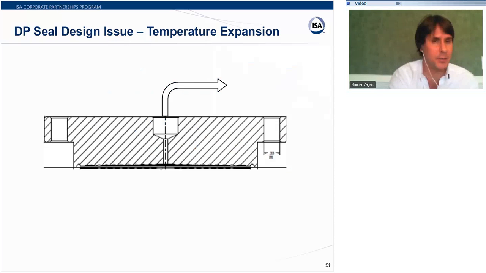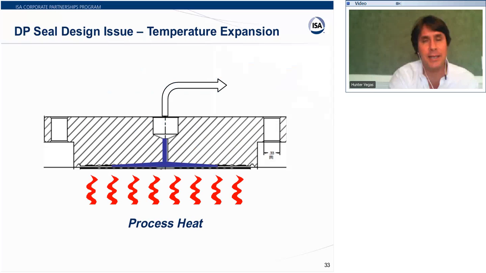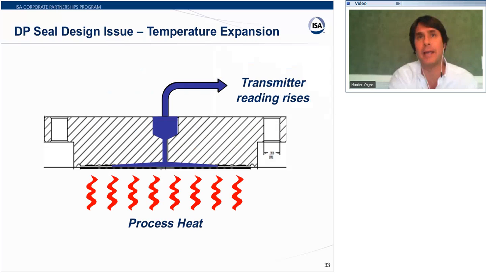Let's talk about temperature expansion on the seal. This is another source of problems. If you've got process heat, if the temperature of the process is going up and down, changing, it's going to tend to make the liquid inside the seal expand. And of course, as it expands, it's going to increase the readings that the transmitter sees. Now, the real pressure may not have changed, but the transmitter will see a change. The zero will start to move around on you because of the temperature expansion inside the seal itself.